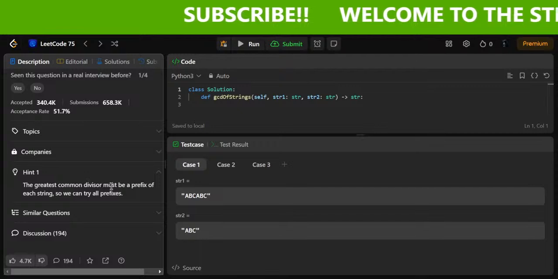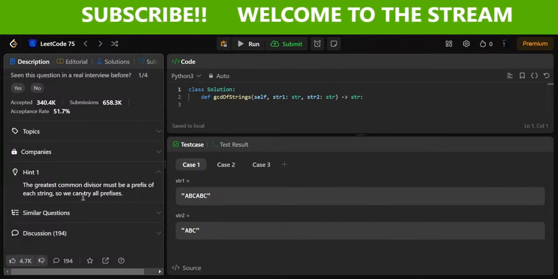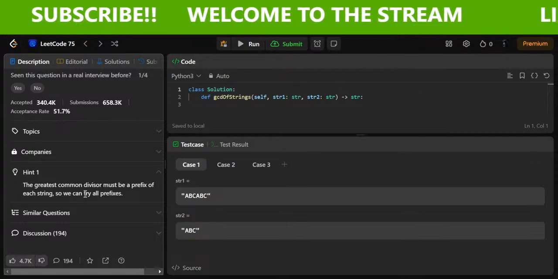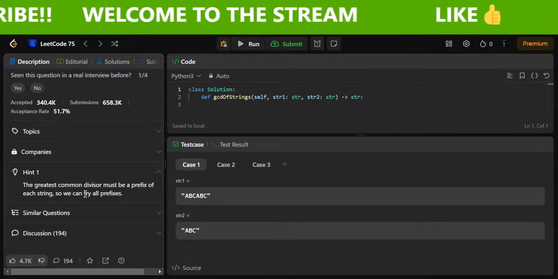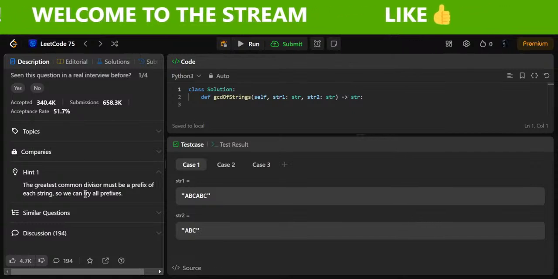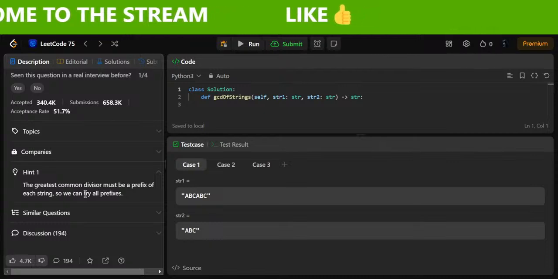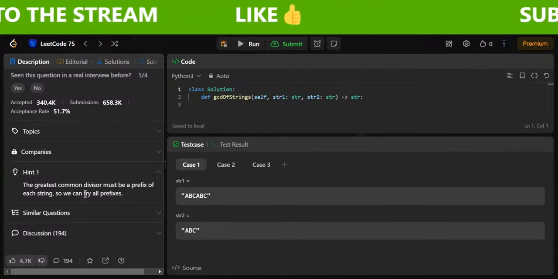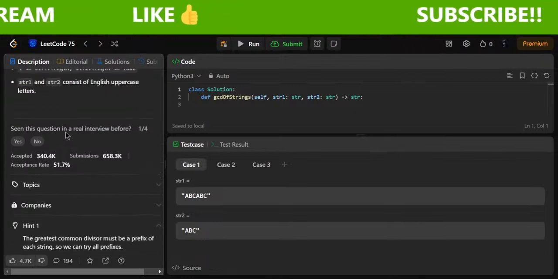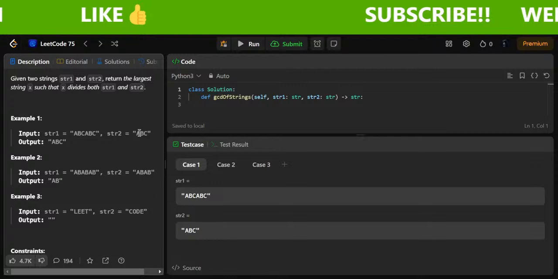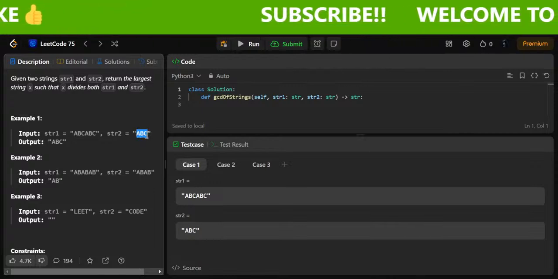Hint: the greatest common divisor must be a prefix of each string. So you can try all prefixes. So prefixes means I can eliminate from the back. Okay. So yeah, I can start from the front because it gives me less number of characters. So after that means I have to only check A. If A is not working, I can check AB.